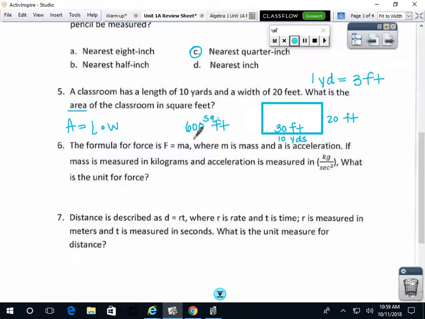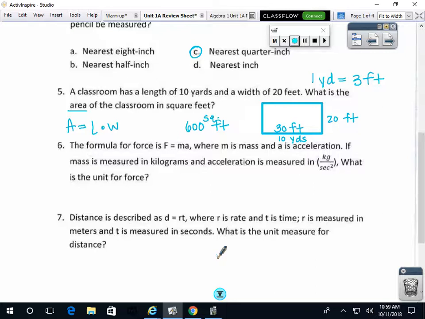Yes. They told you the length of a classroom was 10 yards. So on the length side, I wrote 10 yards. The width is 20 feet. So on the width side, I put 20 feet. They want the area, which means you multiply the length times the width. But the problem is you can't just do 10 times 20 because 10 is in yards, 20 is in feet. So we had to convert the 10 yards over to feet. There's 3 feet in every yard, so 10 yards is 30 feet. 30 times 20 now is 600 square feet.